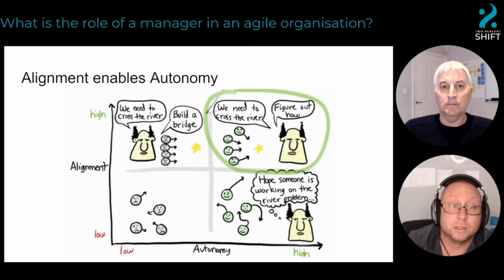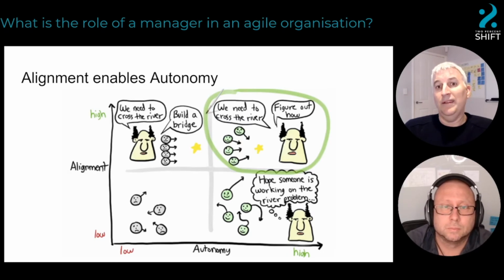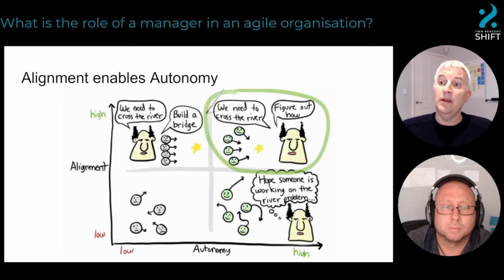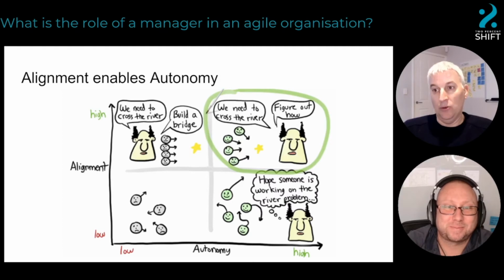They're only doing what they're told. And that limits the opportunity to do something maybe a different way, which might be better. The team are closer to the work. Maybe they'll make better choices. So in the bottom right-hand quadrant, we've got this idea of low alignment, but high autonomy. So teams are self-organized, self-managing about what they do. But the leader's sitting there wondering, I wonder if someone's working the river problem. So, you know, we need alignment and autonomy.